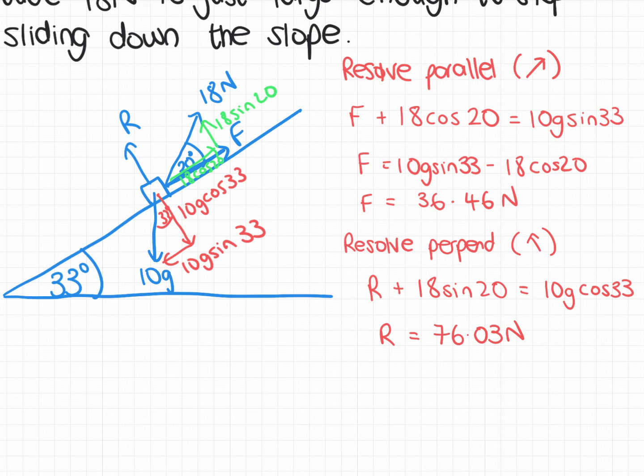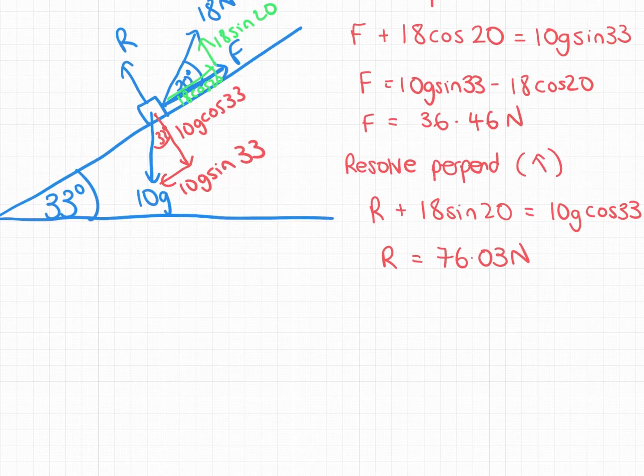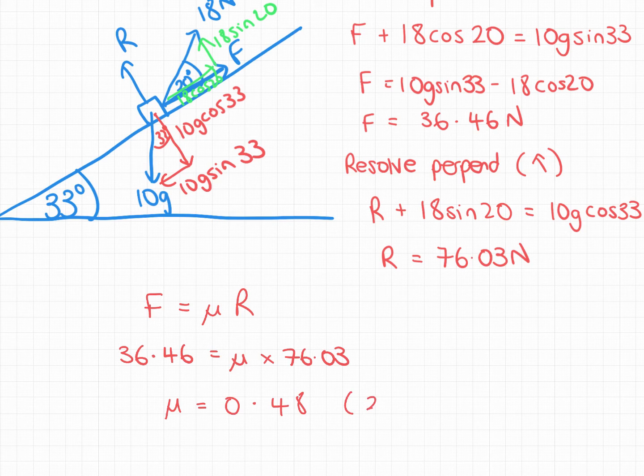And then the question's asking me to find mu. So remember from last lesson, the formula is that max friction equals mu times R. So we know it's on the point of slipping, so this friction must be maximum. And that equals mu times 76.03. So if I divide by 76.03, I get that mu equals 0.48 to 2 decimal places.